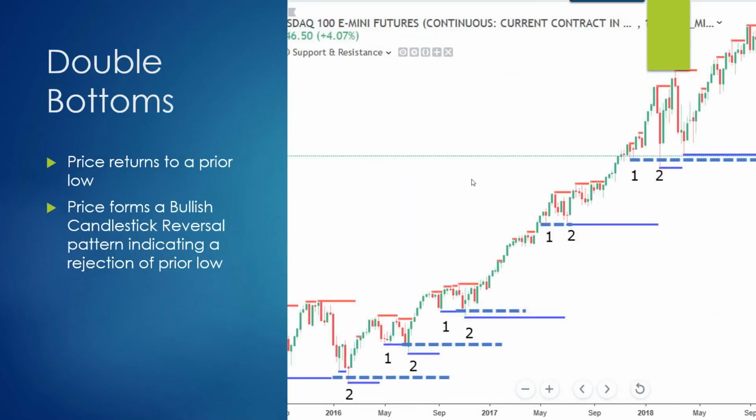Okay, what about double bottoms? Well, double bottoms are just the opposite of a double top, okay? If we extend the line from the low, okay, this is the low. We extend the line. Do you see the rejection here? That's a bullish bar. They're rejecting the low, okay? Anytime they come back, they're rejecting it, okay?